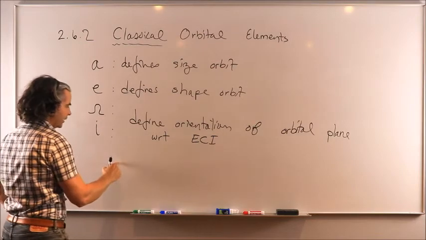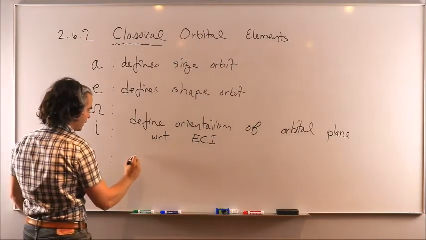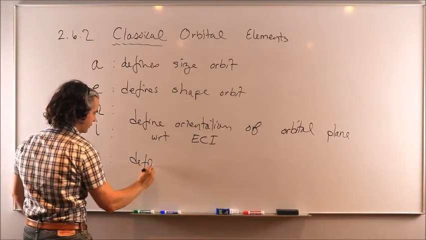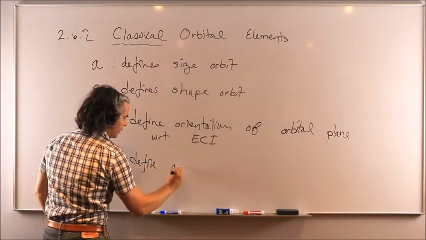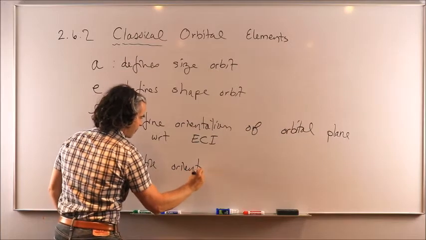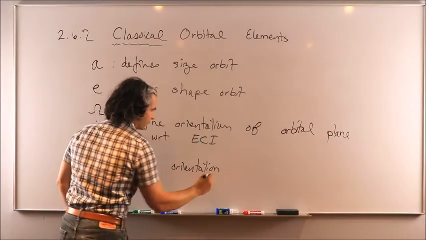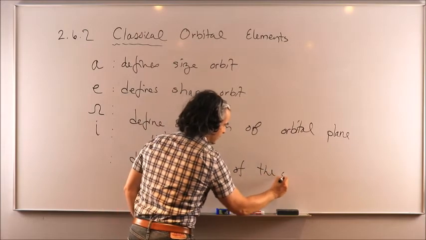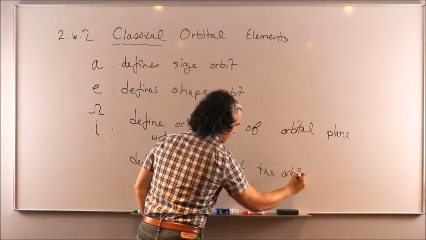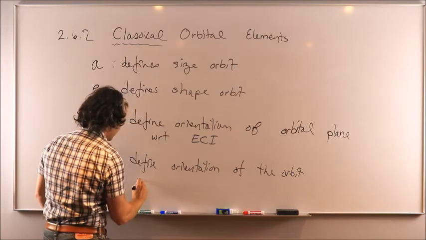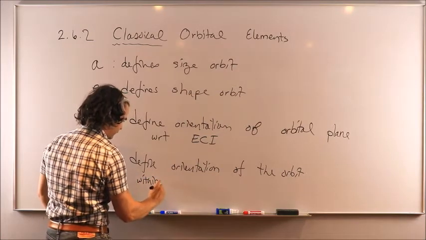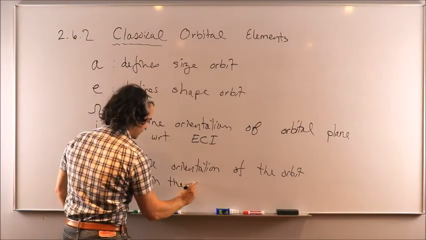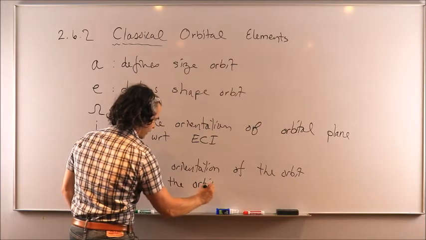The fifth one here is used to then define the orientation of the orbit itself within the orbital plane.